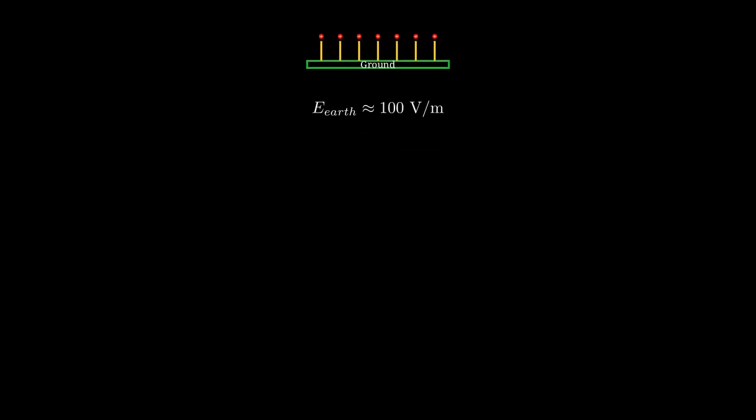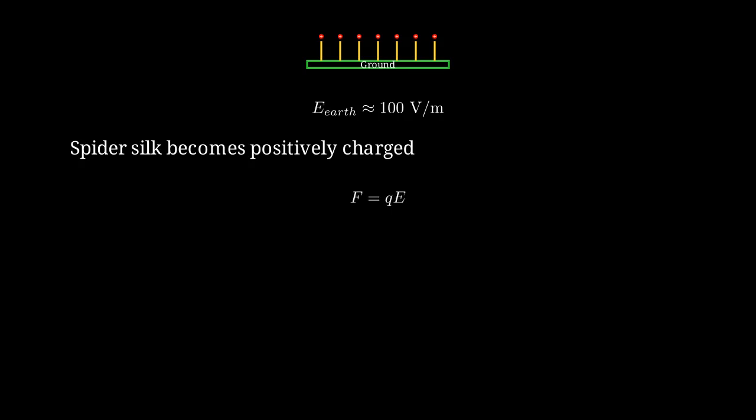The atmospheric electric field near Earth's surface is approximately 100 volts per meter. Spider silk becomes positively charged through triboelectric effects as it leaves a spinneret. The electric force on the charged silk is simply charge times electric field. A typical spider silk strand carries a charge of about 1 picocoulomb. This creates a force of about 100 piconewtons, enough to lift a spider weighing a few milligrams.